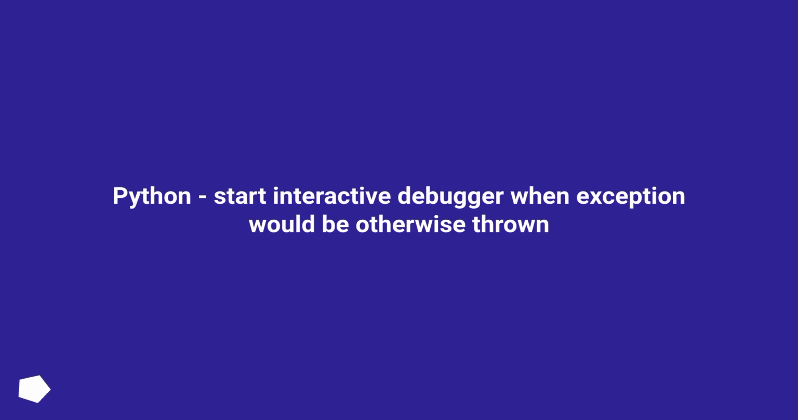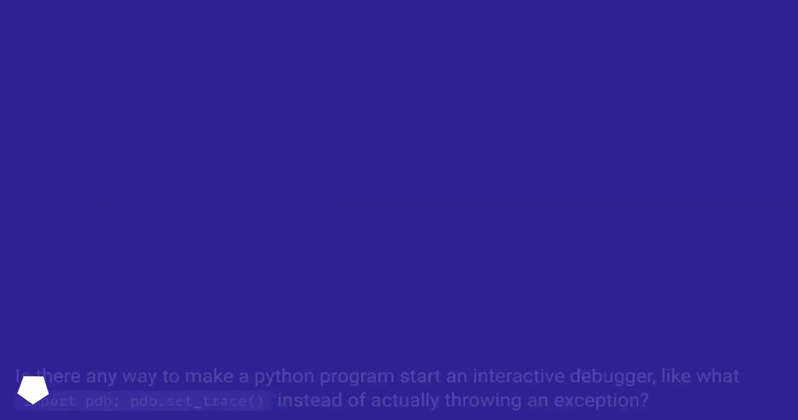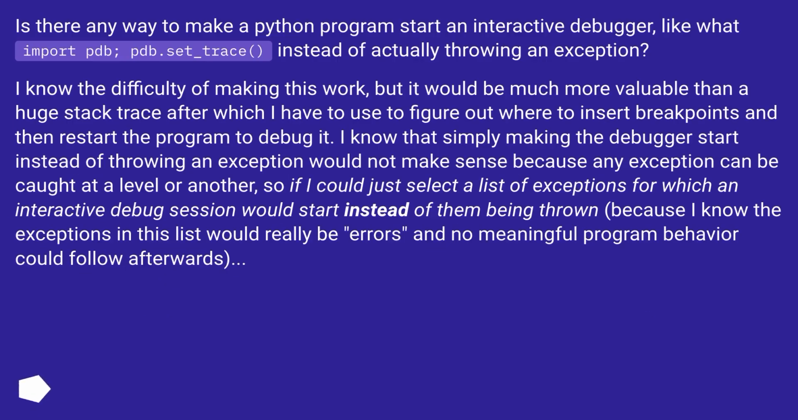Python, start interactive debugger when exception would be otherwise thrown. Is there any way to make a Python program start an interactive debugger, like what? Import pdb; pdb.set_trace(), instead of actually throwing an exception. I know the difficulty of making this work, but it would be much more valuable than a huge stack trace, after which I have to figure out where to insert breakpoints, and then restart the program to debug it.